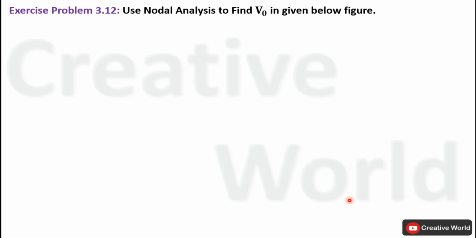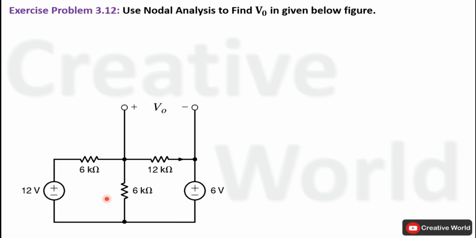Exercise problem number 3.12. Use nodal analysis to find voltage V0 in given below figure. This is the circuit diagram of given problem. Inside this network, we have to find voltage across this 12 kilo ohm resistance labeled as V0 with this specified polarity. And we have to adopt nodal analysis techniques to solve this problem. So without wasting time, let's proceed towards the solution of the network.